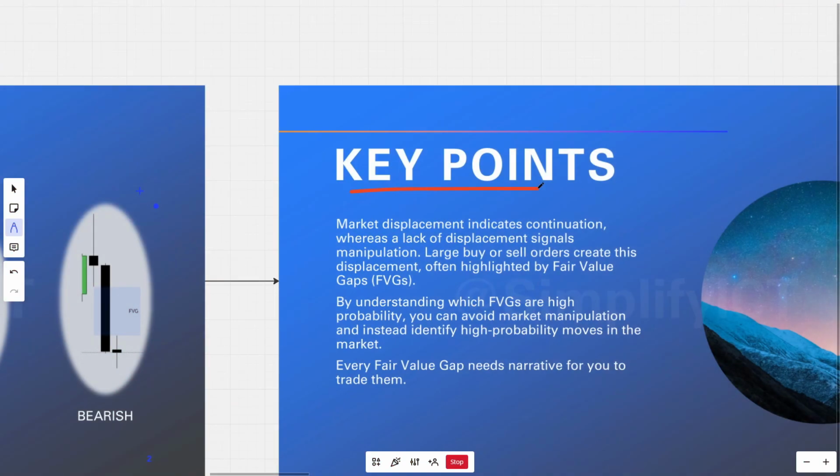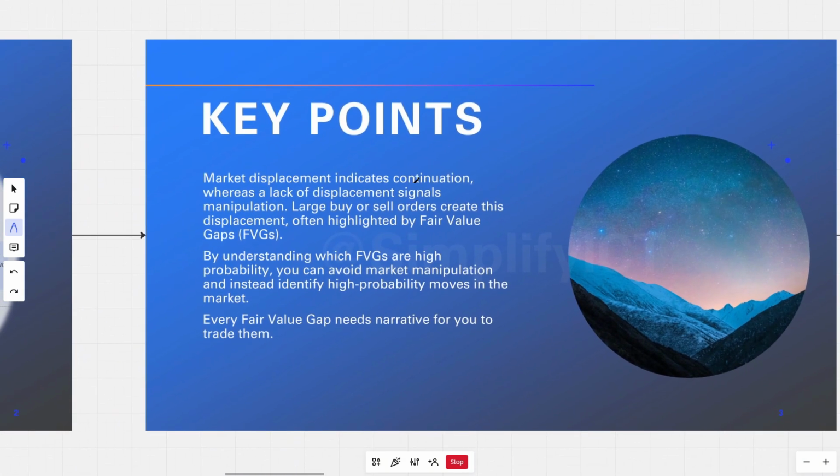And here are some key points. Market displacement indicates continuation. So when price is moving to the upside impulsively with a fair value gap, it's telling us that, okay, price wants to carry on with that bullish trend.